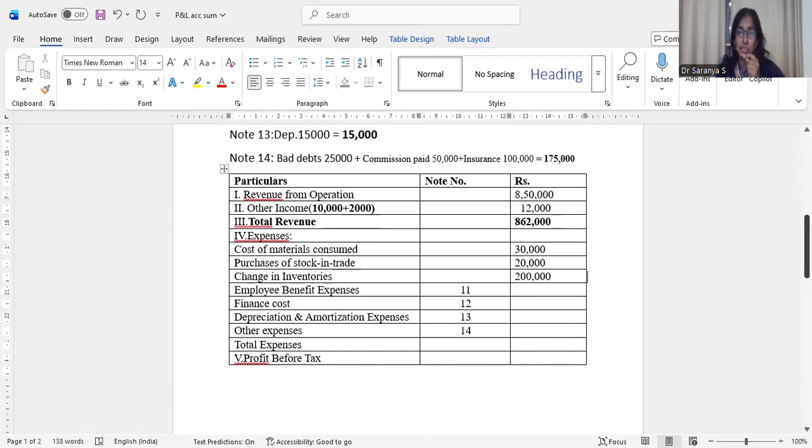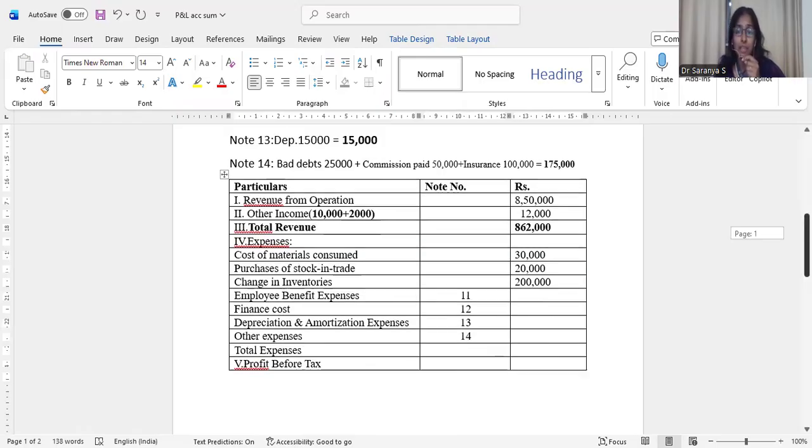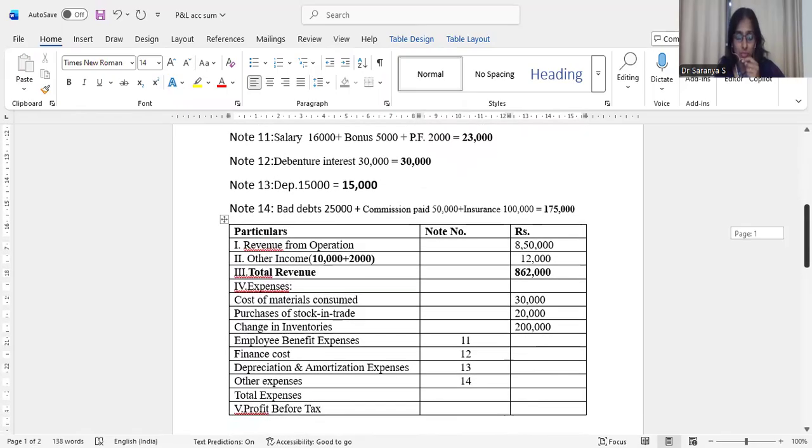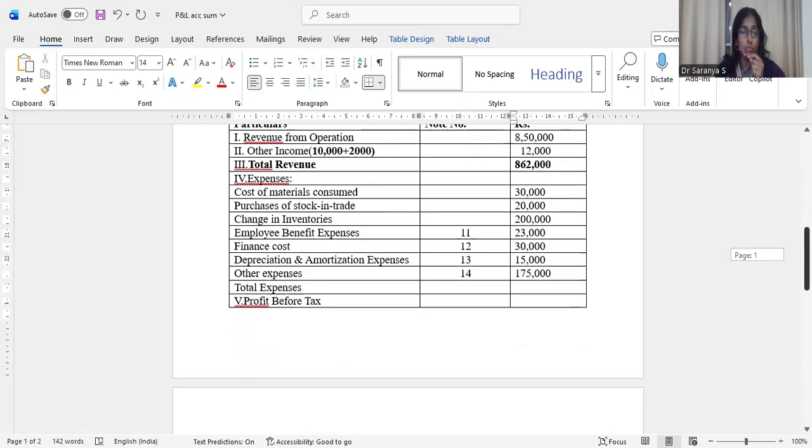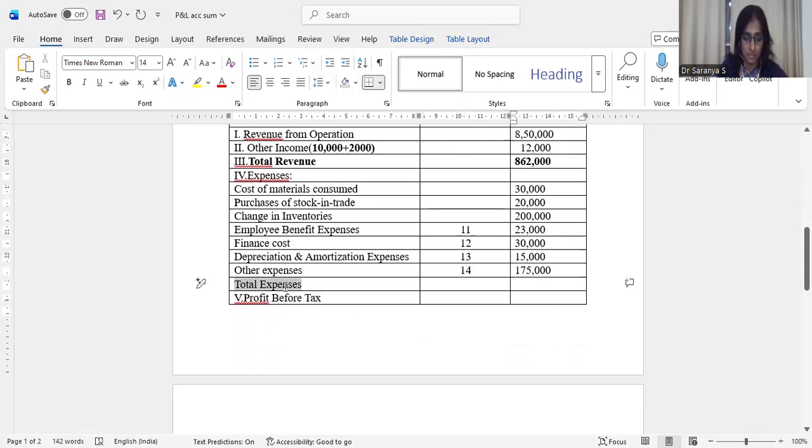Then the fourth point is expenses, where we have got the first three items in the question. Cost of materials is 30,000, purchase of stock in trade is 20,000, and change in inventories, where we are considering only the opening stock, is 2 lakh rupees. Then we have notes 11, 12, 13, 14, correct? Note 11, we got 23,000. Note number 12, we got 30,000. Note number 13, we got 15,000. Note number 14, we got 1,75,000.